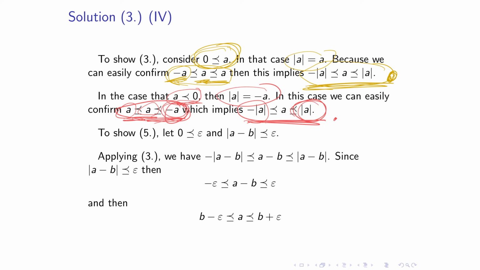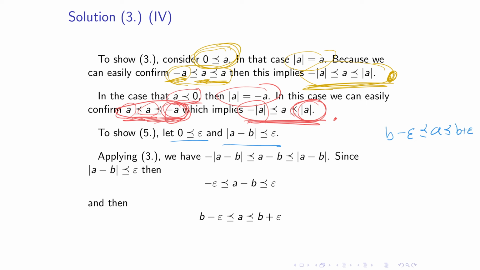we're going to assume that 0 ≼ epsilon and A minus B ≼ epsilon. And under these conditions, we want to show that B minus epsilon ≼ A ≼ B plus epsilon.